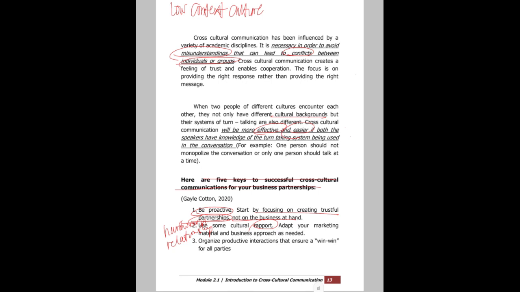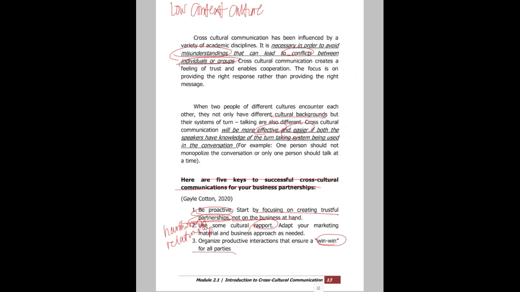So, madaming paraan. It can either be yung proper way of advertising. You can either give some flyers, talk to them, ask them about the product, or even create a testing. Diba? Yung mga free taste sa mga products. So, number 3 is organize productive interactions that ensure a win-win for all parties.